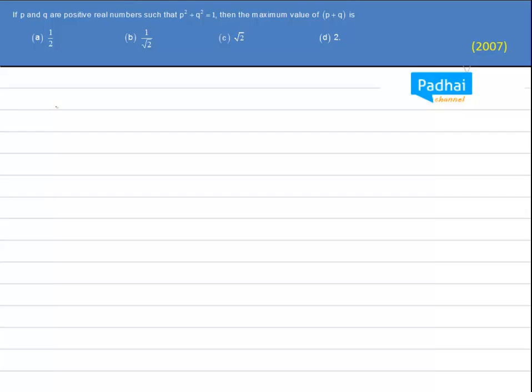Okay, now let us take a 2007 problem which says that P and Q are positive integer numbers where P is greater than Q and Q is also greater than Q. You are given P square plus Q square is equal to 1. Then you have to find the maximum value of P plus Q.